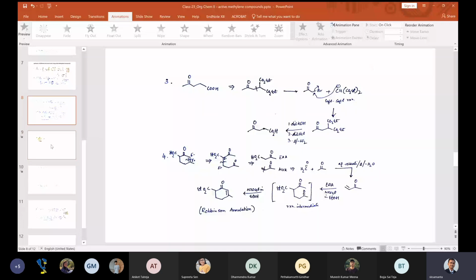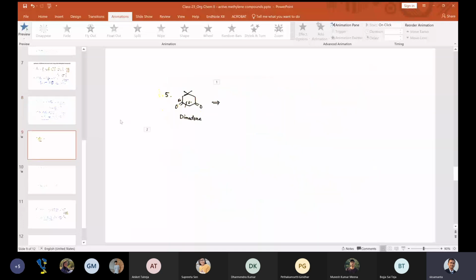Dimedone. I think I told you last class itself the synthesis of dimedone. Did any one of you remember how we synthesized dimedone? Okay, this one, how do you do it? You cut it first here, make it one CO2Et and CH3. Then again you cut from this side. Okay, you add a functional group here. You make it from diacetone alcohol, the dehydrated product of diacetone alcohol. What I mean is this one.